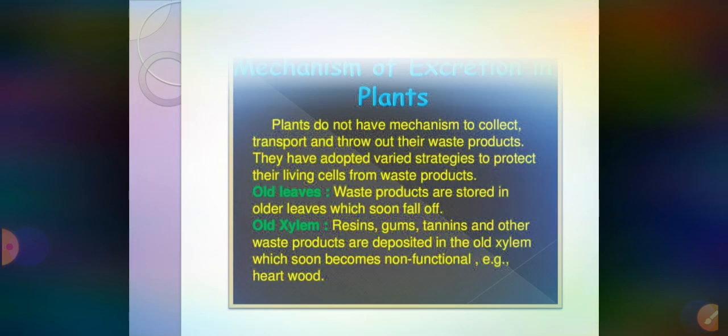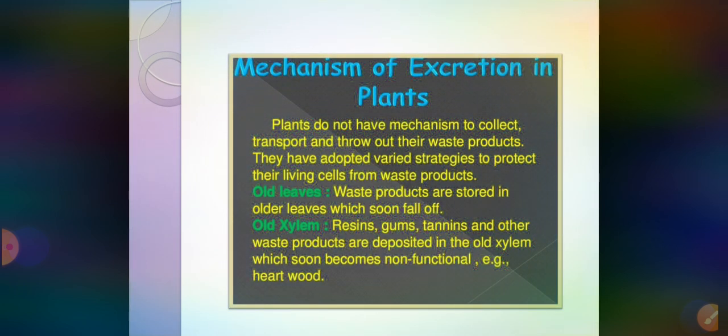Next, mechanism of excretion in plants. Plants do not have a mechanism to collect, transport and throw out their waste products. They have adopted various strategies to protect their living cells from waste products. For example, waste products are stored in the older leaves, which soon fall off. That is during senescence they fall down, right? The waste products are all stored in the old leaves. And old xylem, we have studied about xylem transportation.